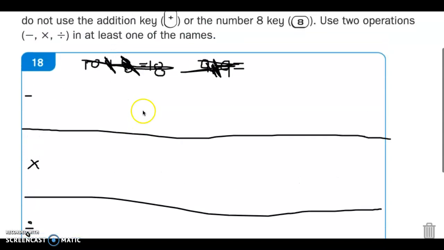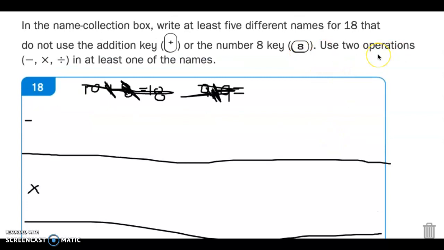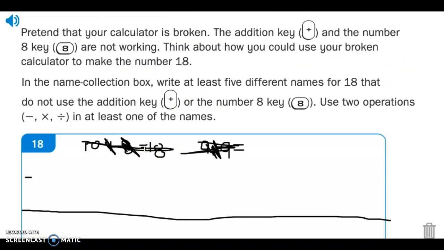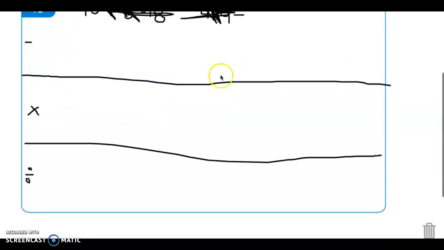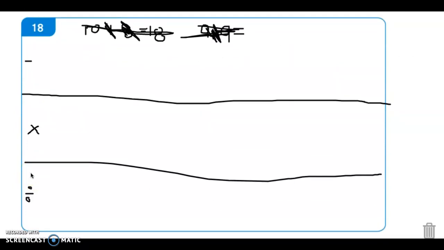Now I don't want all of this the same. I don't want you just to subtract for all of them. It says use 2 operations. So you at least need to use 2 different sections. You can use all 3 if you'd like. How many solutions do we need to come up with? Oh, that's right. We need at least 5 different names or 5 different ways to solve and get 18. So using subtraction, multiplication, or division, go ahead and write down problems that would equal 18. Put me on pause and then unpause me to double check your answers.